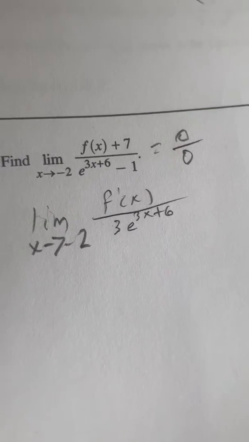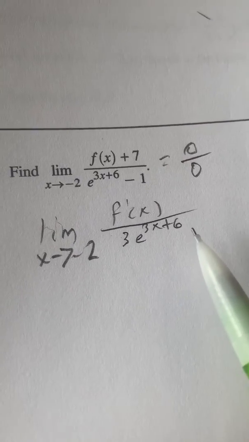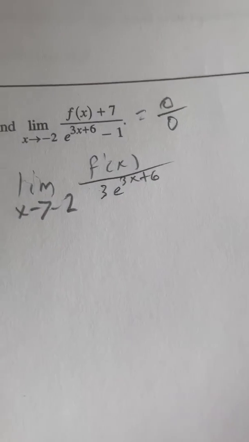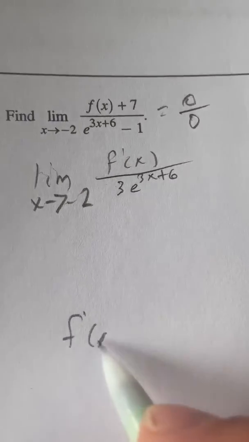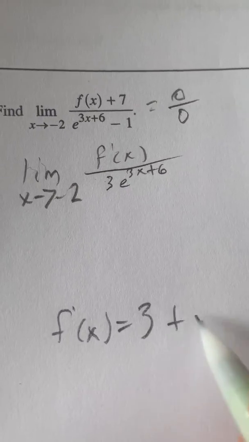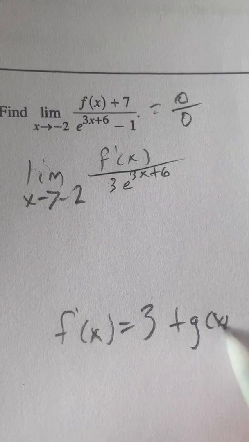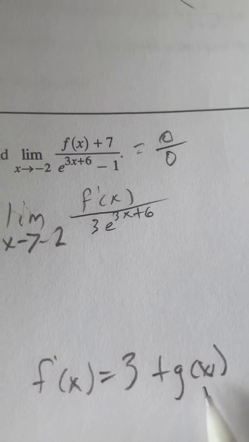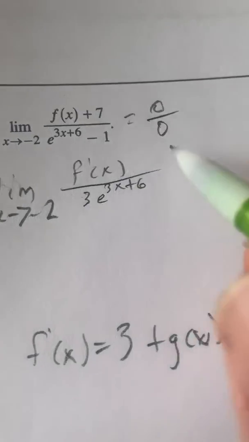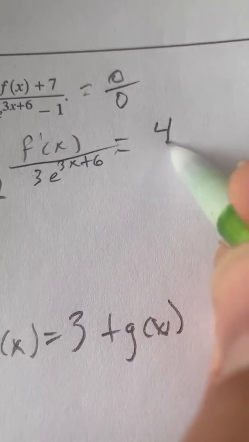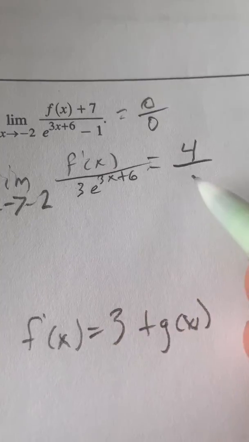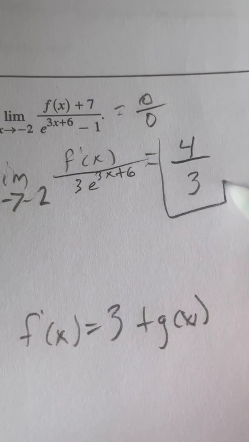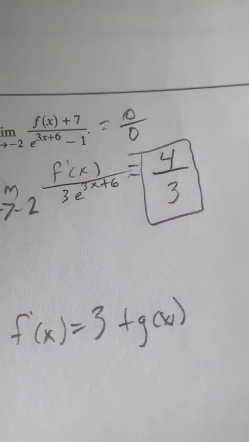So if I'm doing f prime of -2, so we'll recall that f prime is equal to 3 plus g of x. So g of -2 is 1, so 3 plus 1 is 4. If I put a -2 in the bottom, I still get a 1 quantity here and a 3, so I get 4/3. And that's the end of that problem.